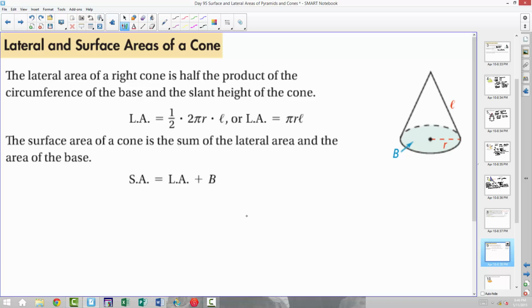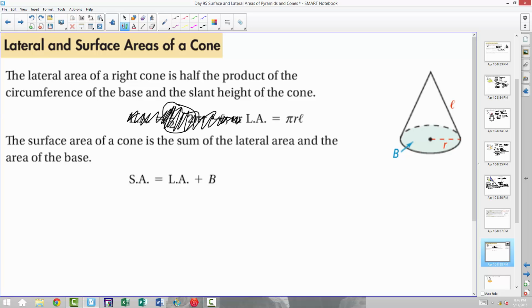So you have lateral and surface area of cones. Lateral area is half times 2 pi r times L, or it's basically pi r L. So notice here that if it's half 2 pi r, a half times 2 is 1, therefore what you're left with is just pi r L. So you don't even need to remember this formula.